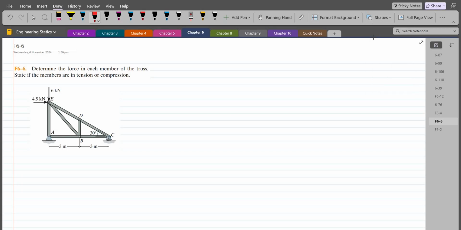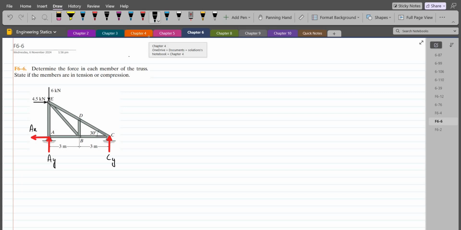So at joint A, I have a pin support, so I have a vertical support reaction and a horizontal support reaction. At joint C, I have a roller support, so I have a vertical support reaction. Let's label them. So this right here is AX, this is AY, and this is CY. Now we can apply the equations of equilibrium to find the support reactions.